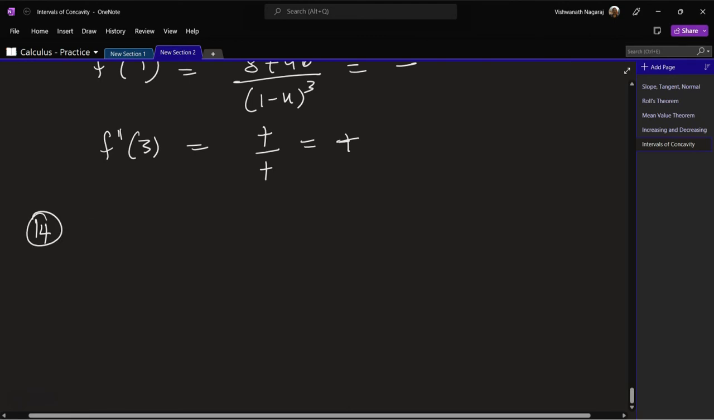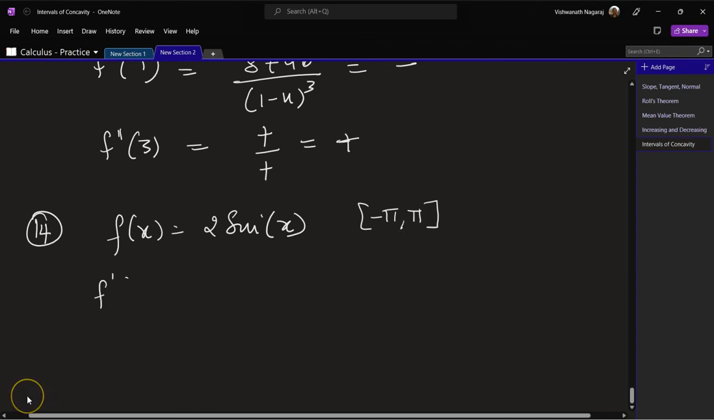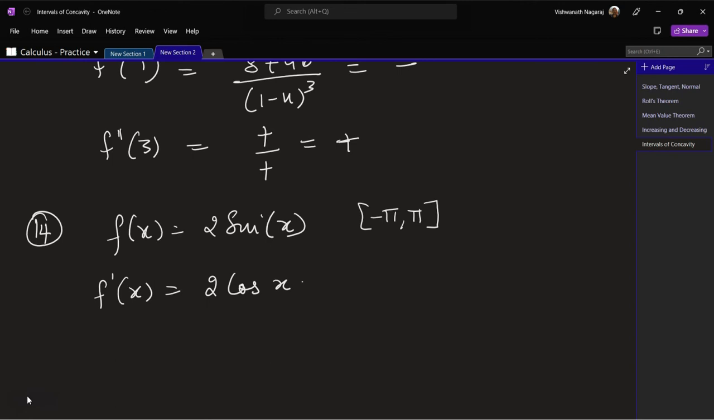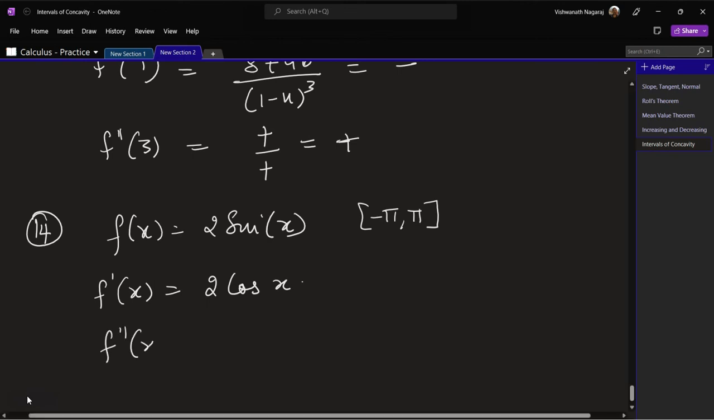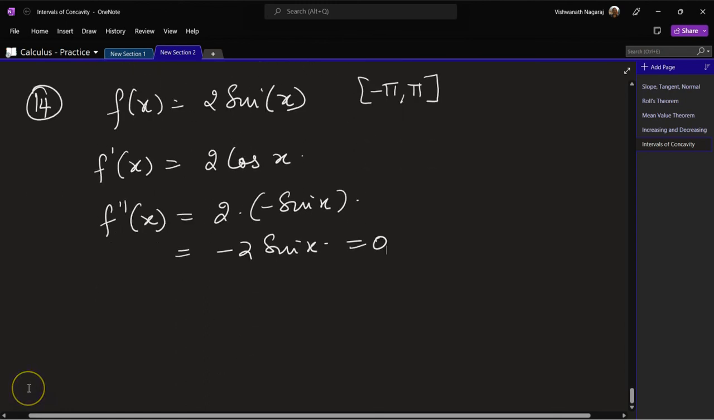Now let's look at some trigonometric functions. F of x is equal to 2 sine x, and we are given the interval minus pi to pi. F prime of x is going to be 2 cos x, and f double prime of x is going to be 2 times minus sine x, which gives us minus 2 sine x. And equating it to 0, what do we get?